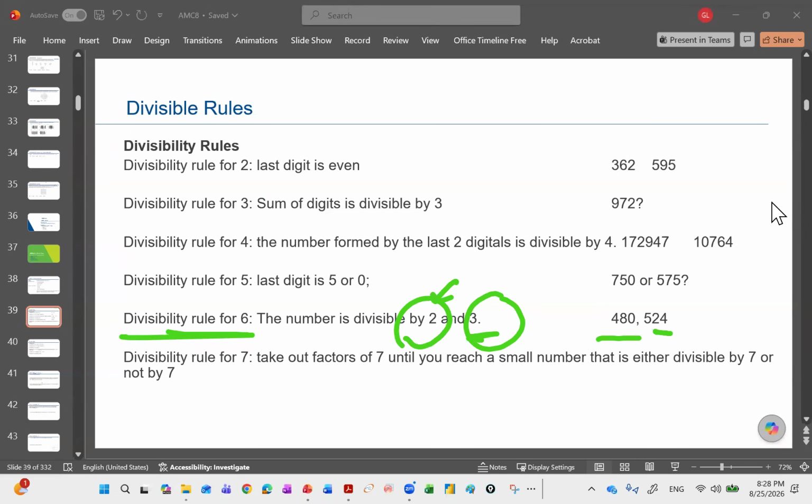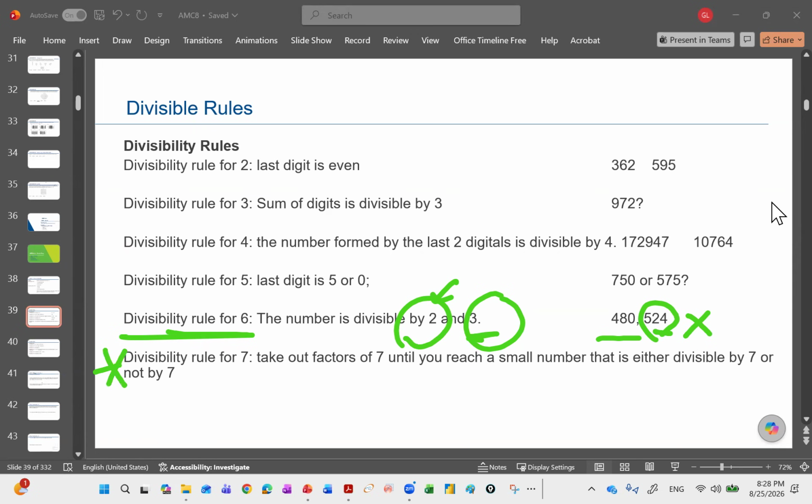So you can say 5, 2, 6, that's 11, right? They cannot divide by 3. So of course, this one cannot divide by 6. Even though it is an even number, it cannot divide by 6. Make sense? Divided by 7.